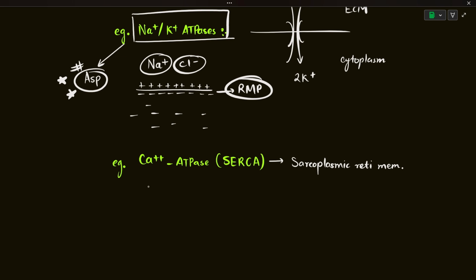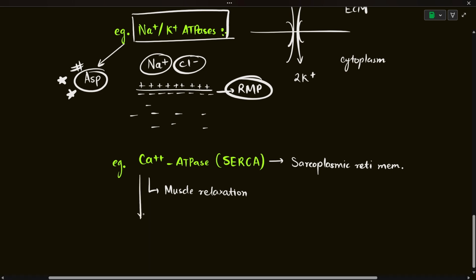But we have to reset it, like we have to take the calcium back into the sarcoplasmic reticulum, and to do this, the calcium ATPase pump helps. So this helps in muscle relaxation. Once the muscles are contracted, now you want them to relax. So you need to take all of the calcium which was in the cytoplasm back into the sarcoplasmic reticulum, and that is done by the calcium ATPase. So this moves calcium ions back into the sarcoplasmic reticulum lumen, from the cytosol, obviously.